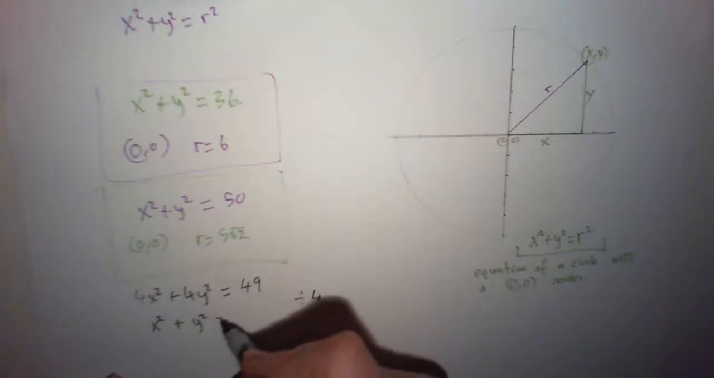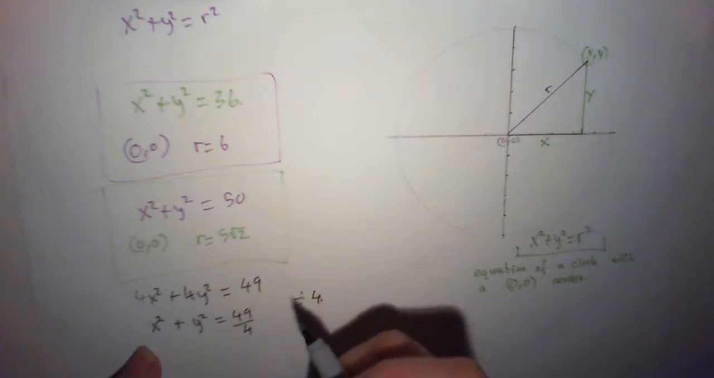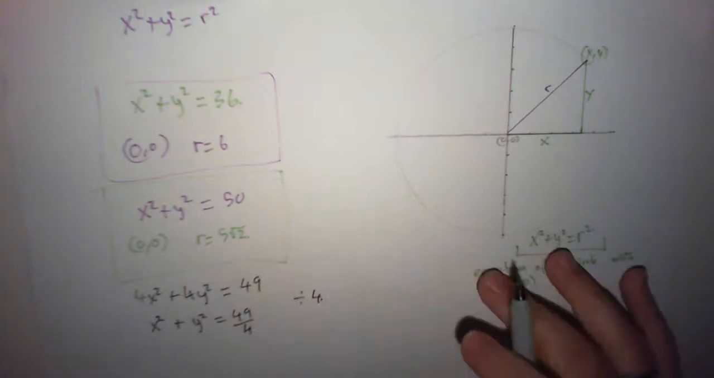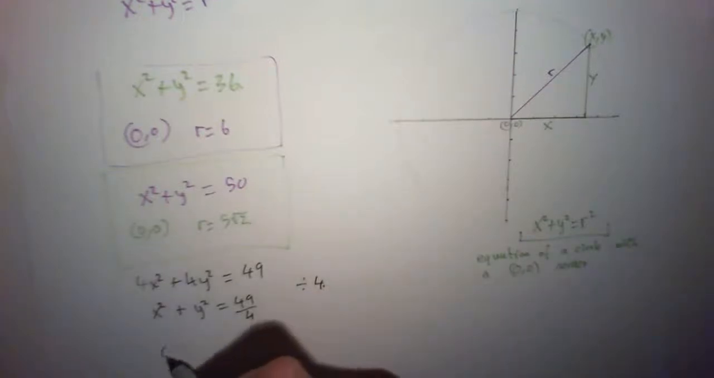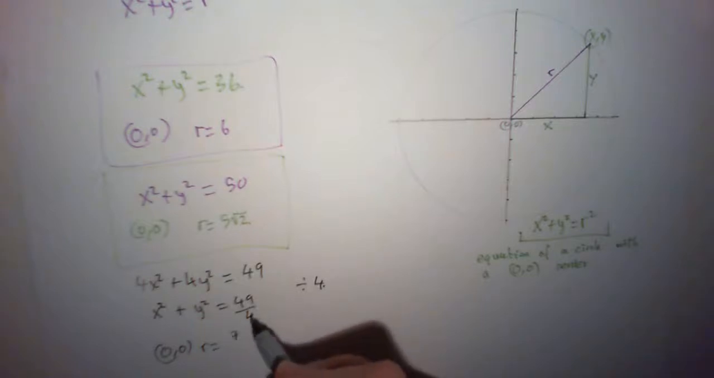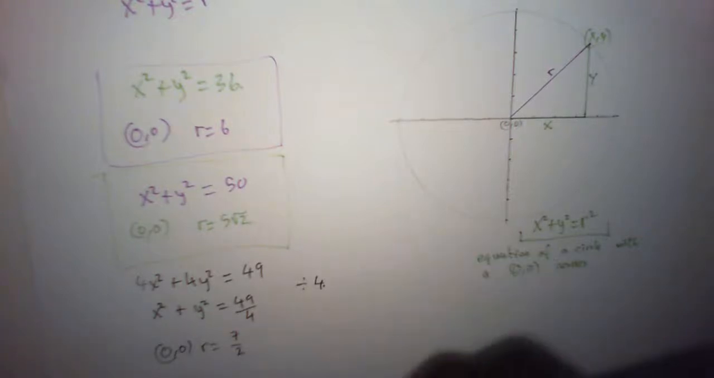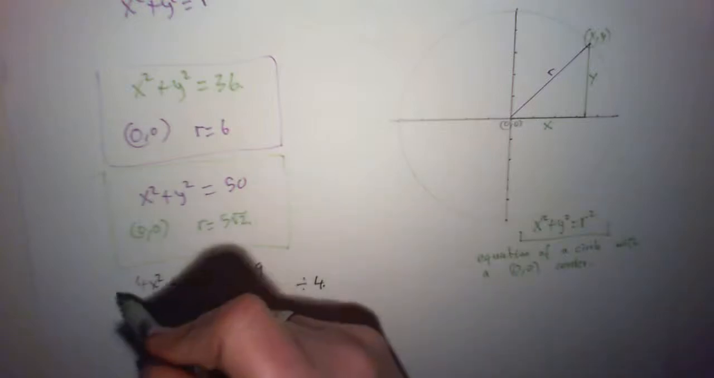Plus y squared is equal to 49 over 4. So now it's in the form of what you want, and then we just do our usual. The center is 0, 0, because now it's an x squared plus y squared form. What's the square root of 49 over 4? Well, square root of 49 is 7. The square root of 4 is 2. So it's 3.5, but I leave it in fraction form because I like fractions. So there is a tougher example of it.